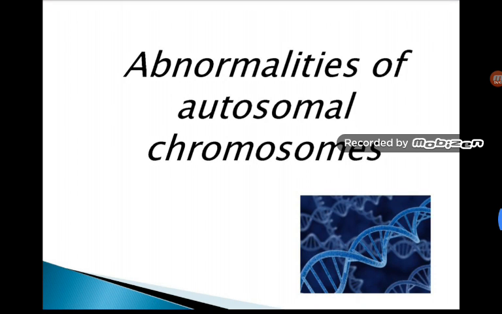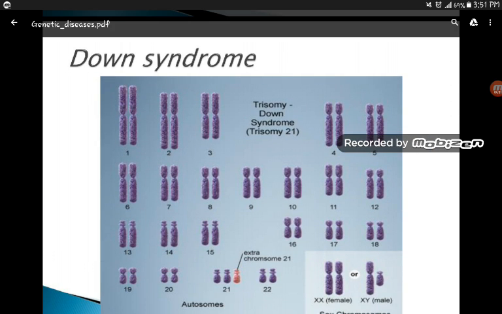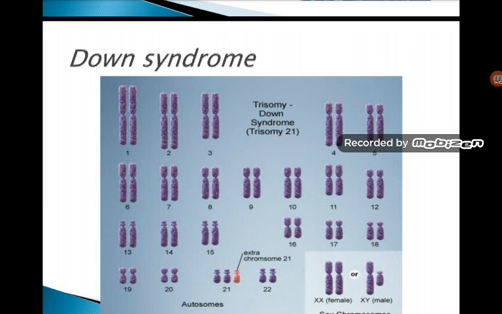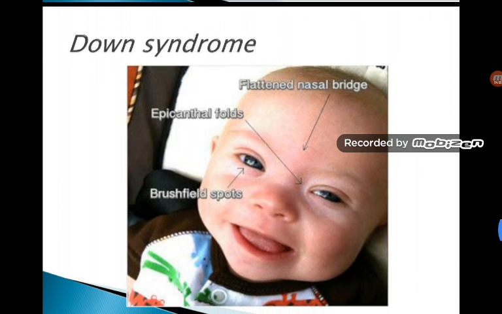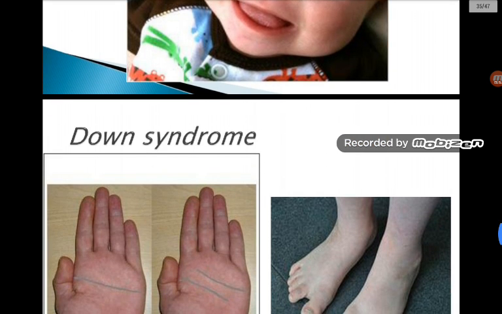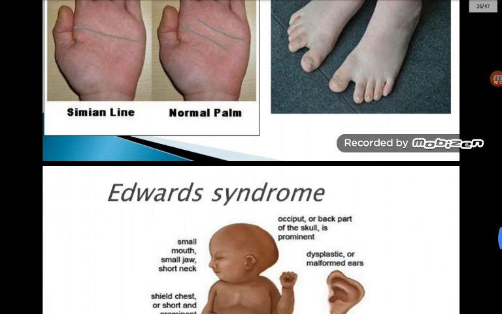Abnormalities of autosomal chromosomes. Down syndrome, trisomy 21 chromosomes. Its symptoms are a flattened nasal bridge, epicanthal folds, and Brushfield spots. In Down syndrome, a simian line and a normal palm can be seen in that picture.